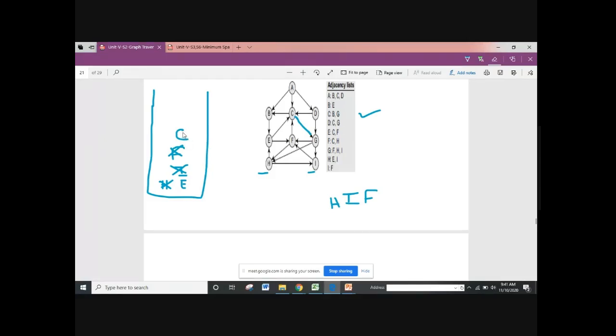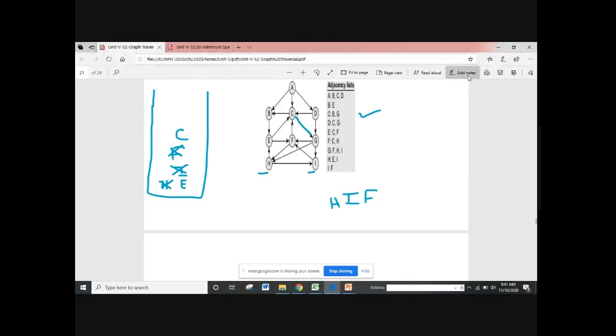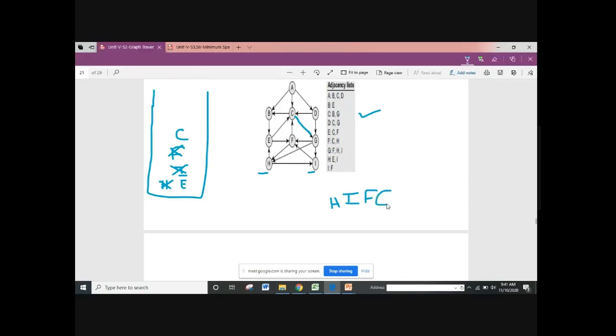Ma'am, we will say adjacent sides of D. No, no. Here E is there, C is there. Now what I should do? We will dequeue E. Yes, this is stack, ma'am. And we will pop up C here. So C is now printing here, and now what should be pushed inside?